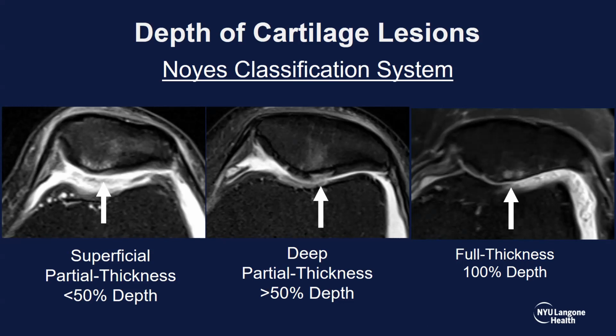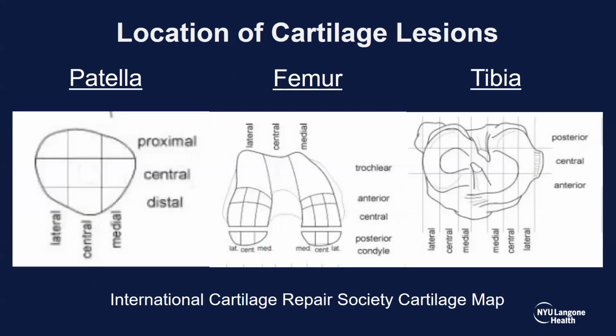Now, in addition to describing the depth of the cartilage lesion, I think it is important to describe the exact location of the cartilage lesion. The International Cartilage Repair Society has developed the cartilage map, which divides the articular surface into multiple regions. However, I believe this cartilage map is much too advanced to be used in clinical practice, and I have developed an abbreviated form of this cartilage map to describe the exact location of a cartilage lesion on each articular surface in my dictated report.